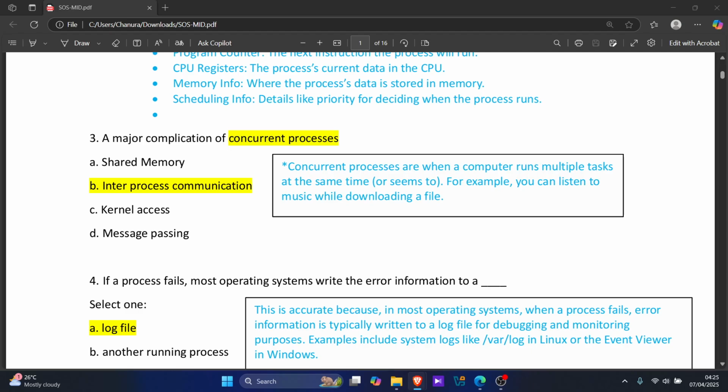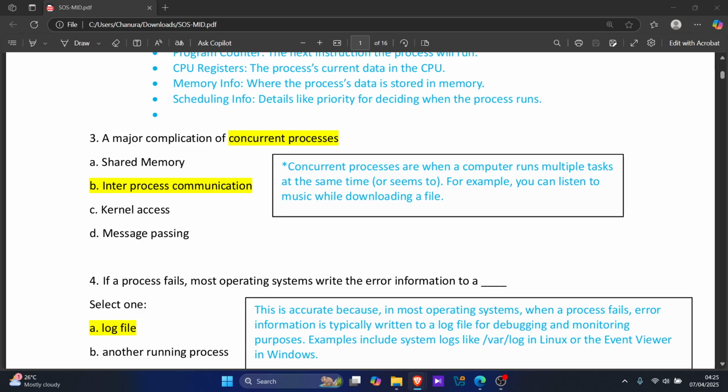Shared memory, that's a method where processes communicate by accessing the same memory regions. But a complication here could be race conditions, where two processes try to modify the same data at the same time, leading to inconsistencies. So shared memory can lead to synchronization issues. That's a known problem.